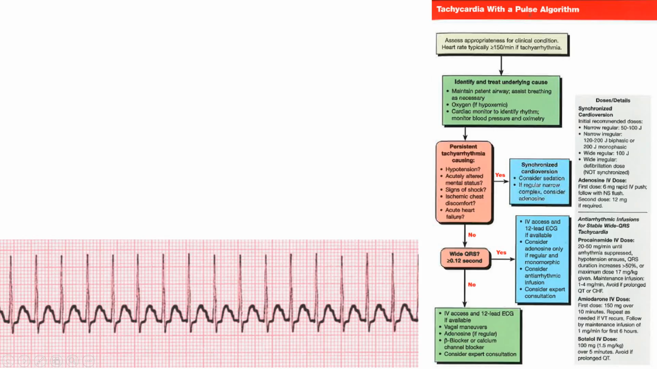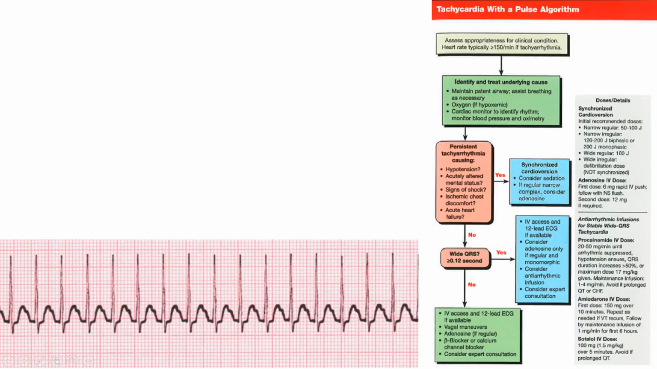All right, so now that I've determined what it is, I identify and treat the underlying cause. So with everything, sometimes there's just underlying causes. So maintain patent airway, assist breathing. They call this the ABCs, airway, breathing, and circulation. Although recently they've been calling the CBAs, the circulation, breathing, and airway, because they say circulation is more important than the airway. So I always check the ABCs first.